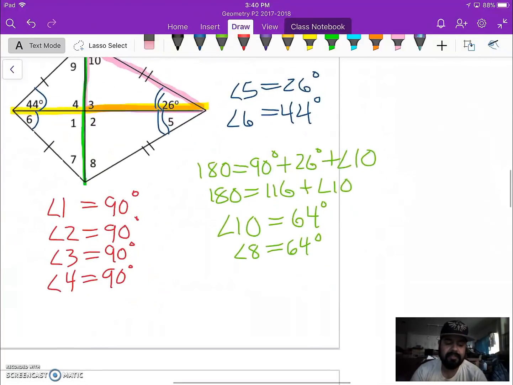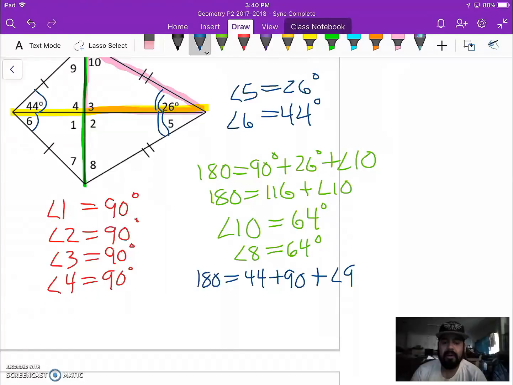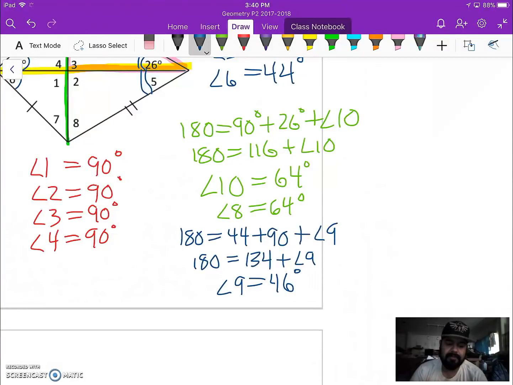Now going on with the other triangle for angle 9, we know that 44 plus the 90 plus angle 9 all add up to 180. So then angle 9 will equal 46 degrees, and angle 7 will also equal 46 degrees.